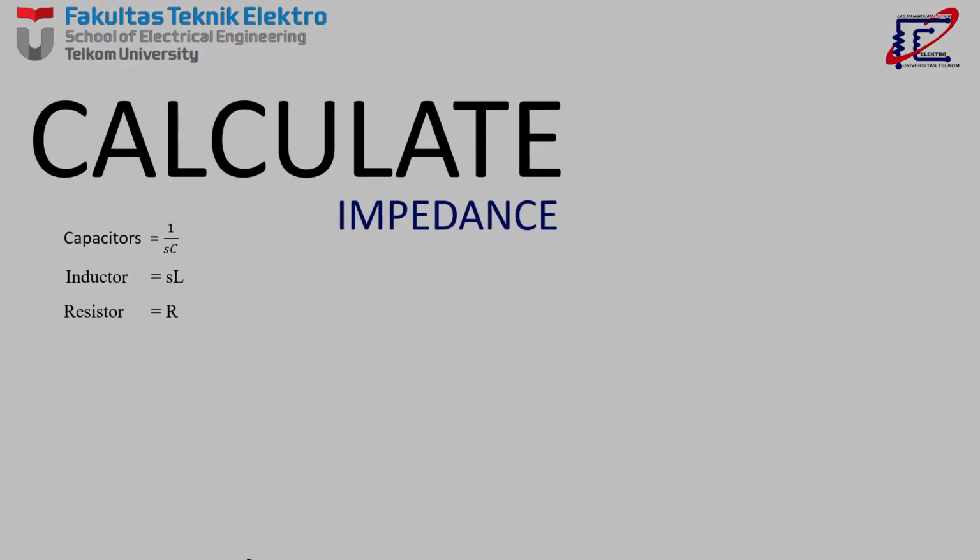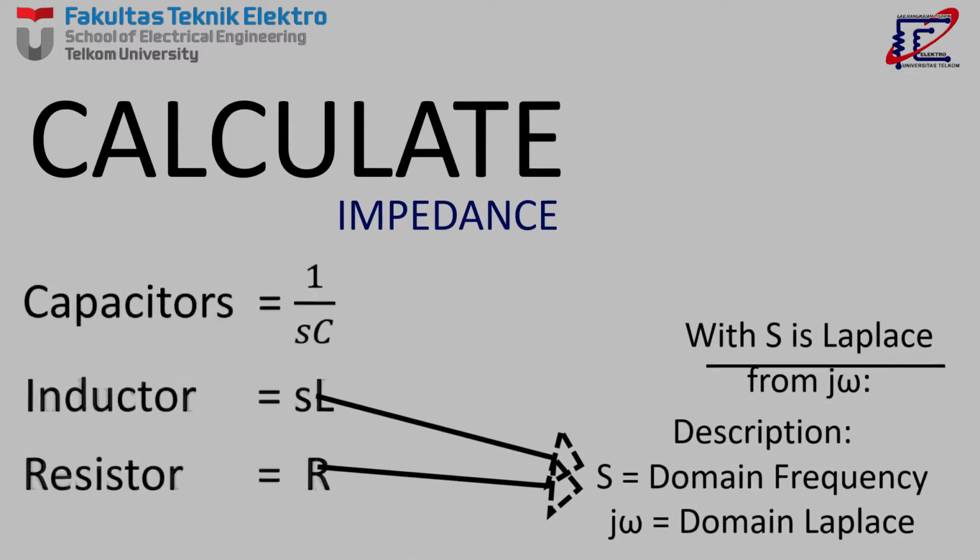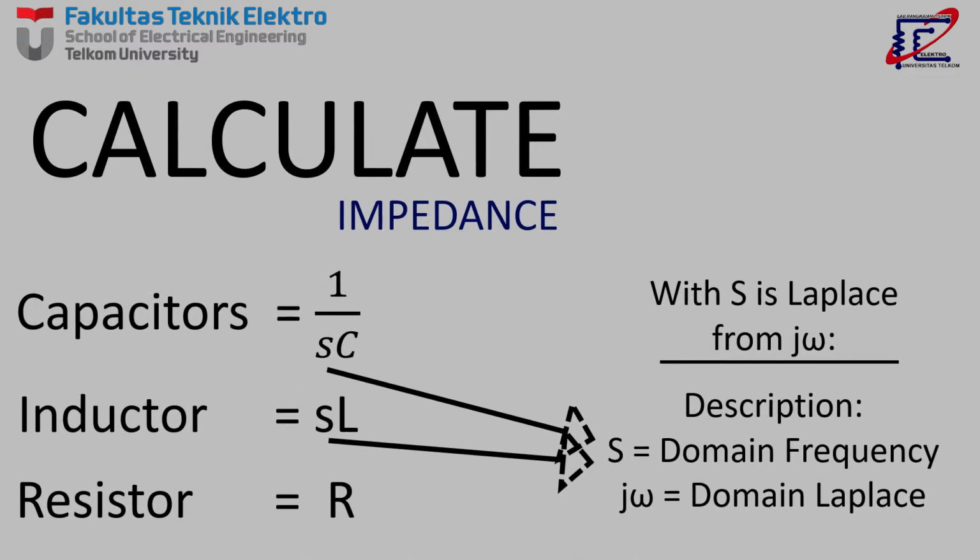To calculate impedance, the capacitor is 1 divided by S times C. The inductor is S times L. The resistor is R. S is the Laplace variable, j omega. S is the domain frequency.